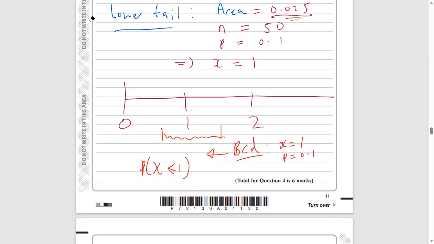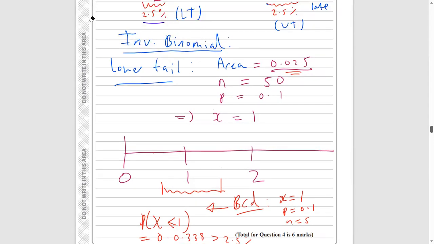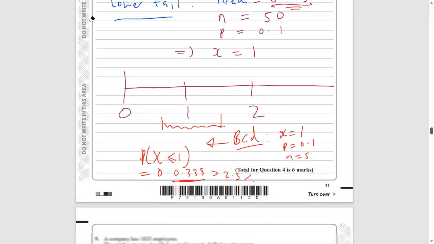Again, your p-value is 0.1, number of trials is 50. So when we put this into the binomial CD section of the calculator, x equals 1, number of trials 50, probability 0.1, we get a probability of x being less than or equal to 1 of 0.0338. Now that's actually bigger than 2.5%. So 1 is not in our critical region because this probability is too big. It's a small probability, but it's bigger than that critical significance level probability.